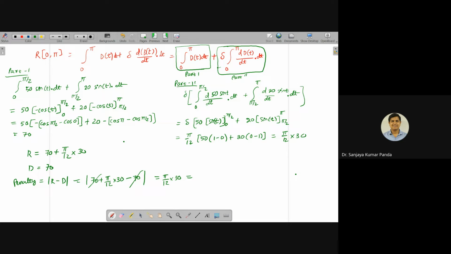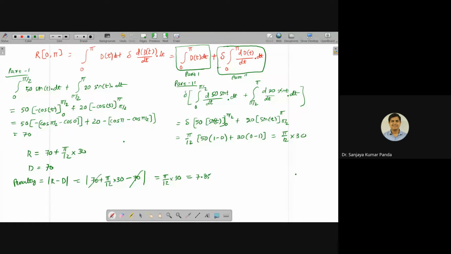It is divided by 12. So I think 30 times 3 is 90, divided by 12, so it is around 7 point something. Check once. Put the pi value as 3.14, multiplied by 30, divided by 12. Yeah, you will get 7.85. So the penalty for this particular problem is 7.85. In this way, you can calculate penalty.